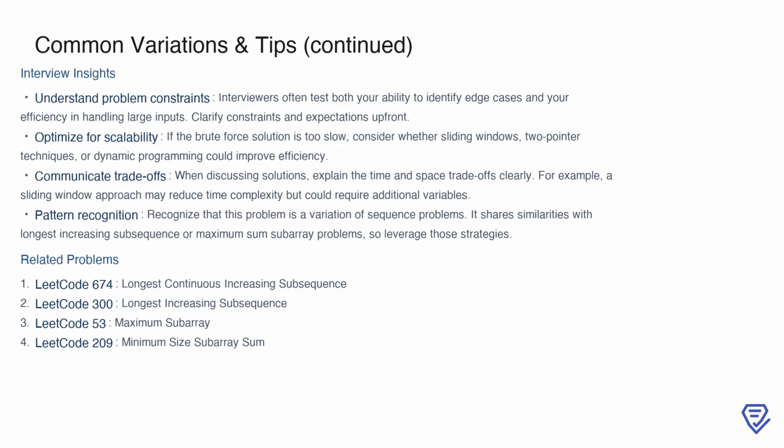Speaking of related problems, you might encounter variations like LeetCode 300 for the longest increasing subsequence, LeetCode 53 for maximum subarray, or LeetCode 209 for minimum size subarray sum. Recognizing these connections can make it easier to transfer techniques and adapt to new problems.